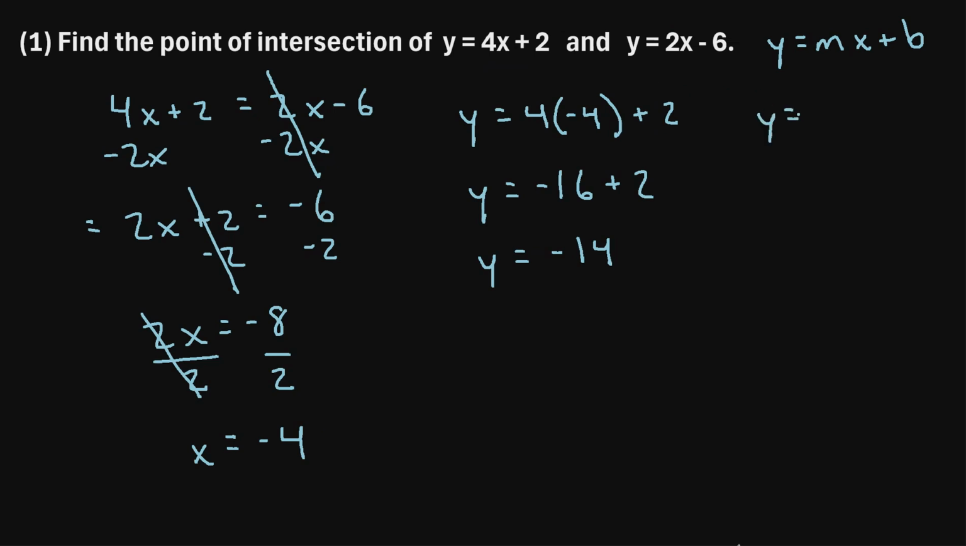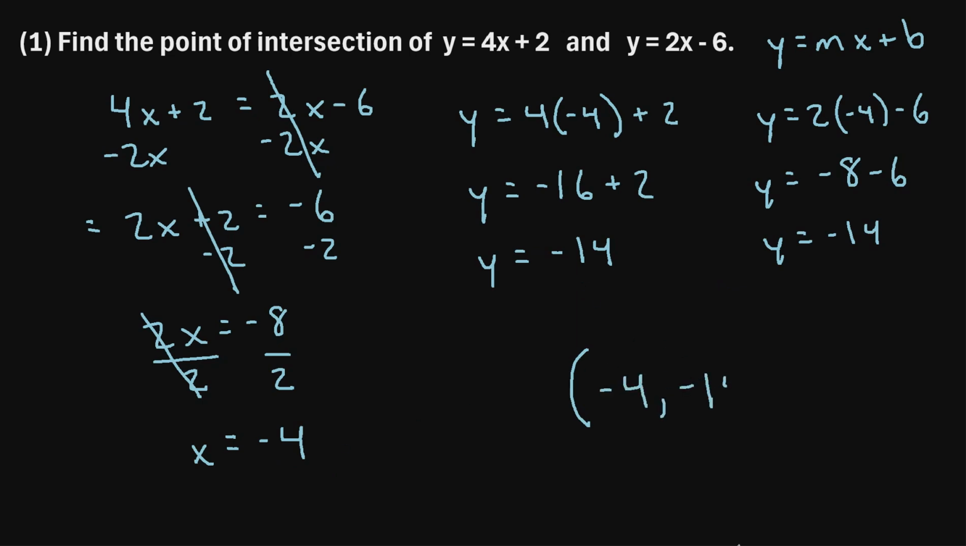So we would get y is equal to 2 times negative 4 minus 6. So we get y is equal to 2 times negative 4 is negative 8, and then we have minus 6. Negative 8 minus 6 is negative 14. So we get the same answer for y either way. So our final answer, our point of intersection, is going to be x is negative 4 and y is negative 14. This is where those two lines intersect.